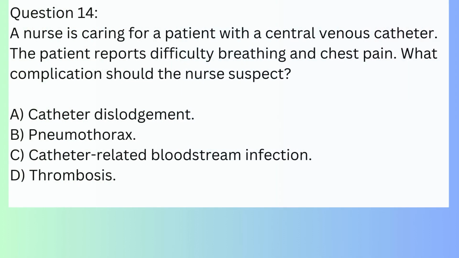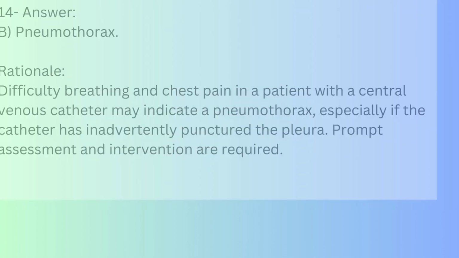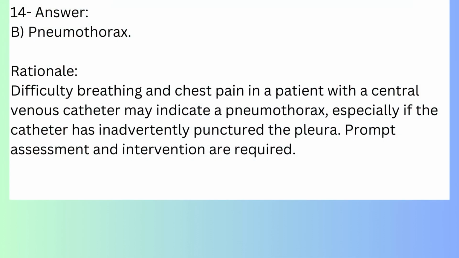Question 14. A nurse is caring for a patient with a central venous catheter. The patient reports difficulty breathing and chest pain. What complication should the nurse suspect? A. Catheter dislodgement. B. Pneumothorax. C. Catheter-related bloodstream infection. D. Thrombosis. Answer 14. B. Pneumothorax.